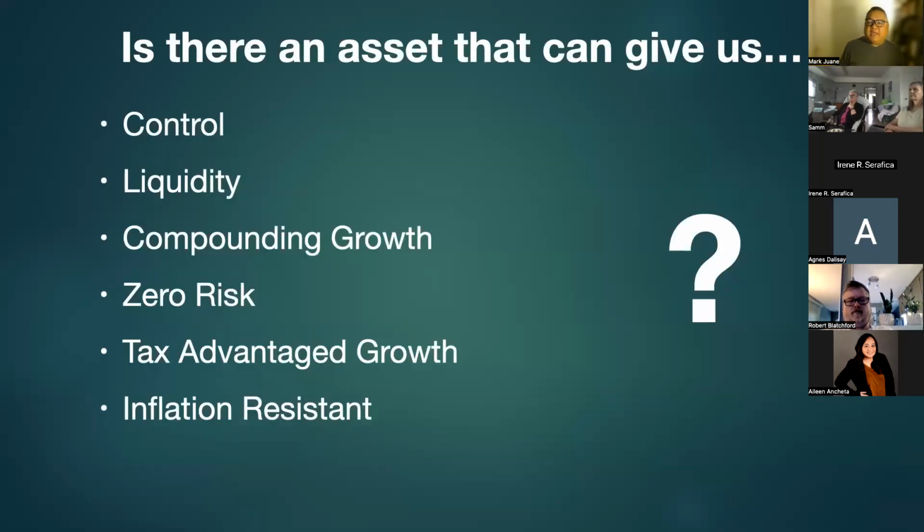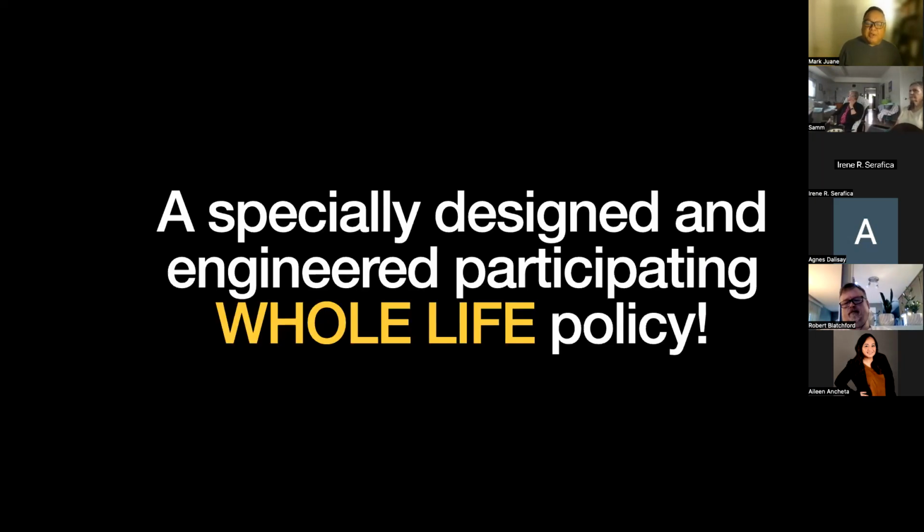Is there an asset that can give us all of this? It gives us control over our finances. Is it liquid enough so that we could use it and not have to wait for years before we can use it? Is there uninterrupted compounding growth? Is there an asset that is zero risk, that it's not an investment? I'm not talking about an investment. I'm talking about an asset that is steadily growing with zero risk. It's also tax advantaged. Is there something that is also inflation resistant? Yes, there is. There is an asset that we can get, that we can use to do that. And it's called a specially designed and engineered participating whole life policy.